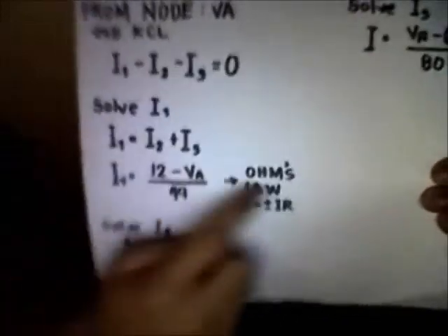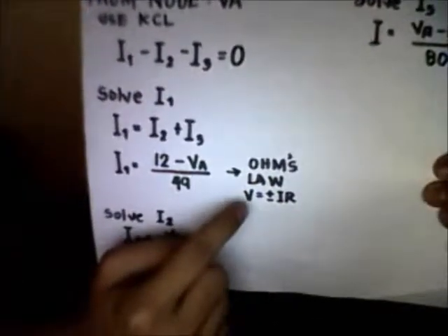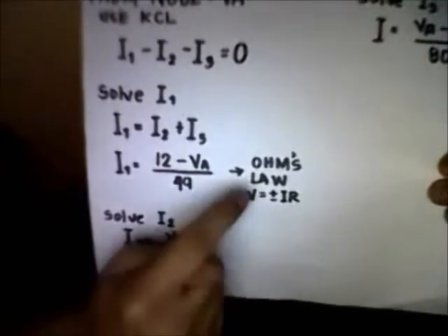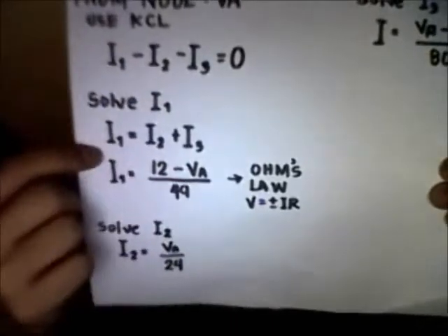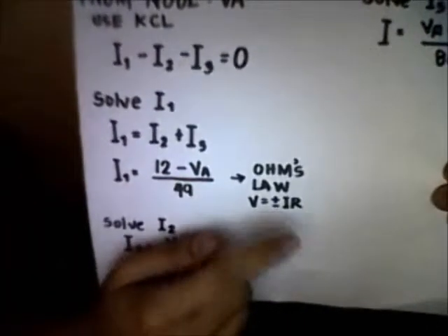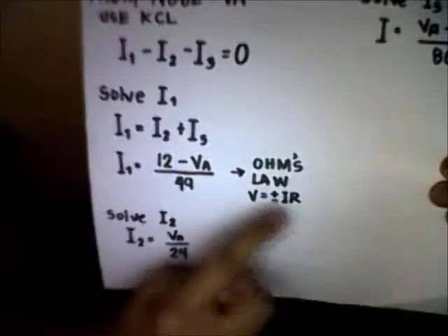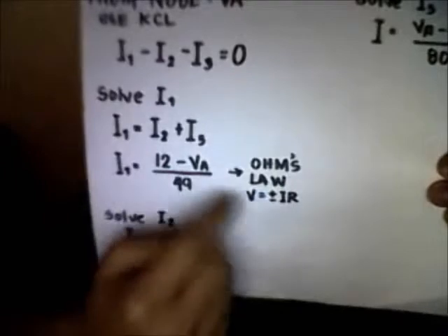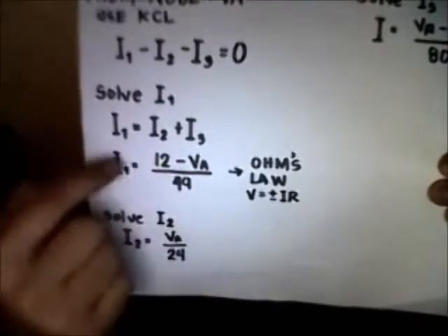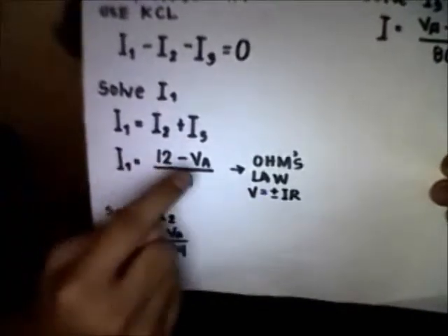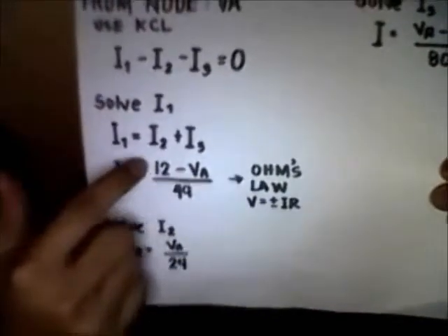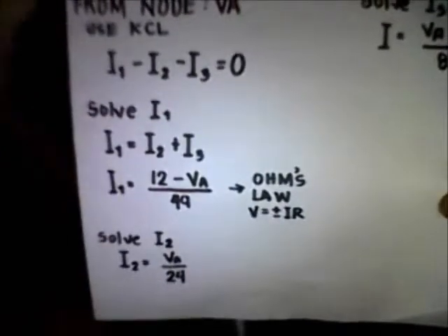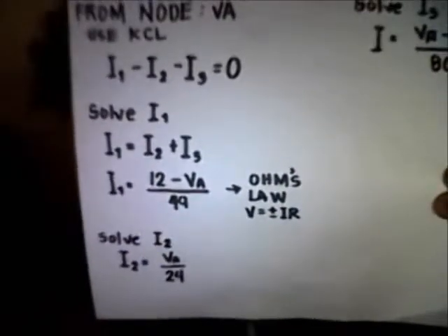Then using Ohm's law, voltage is equal to positive or negative IR. Since we are solving for I1, I conclude that I is equal to V over R. So the current is equal to 12 minus VA over 49. How did I get this 12 minus VA?